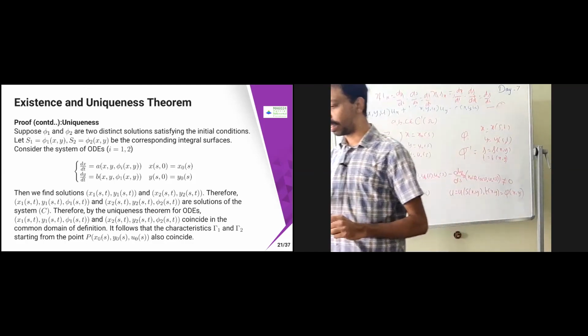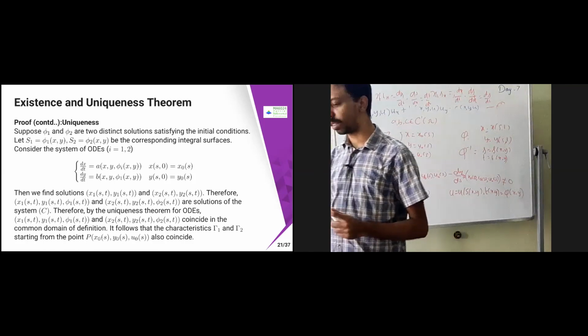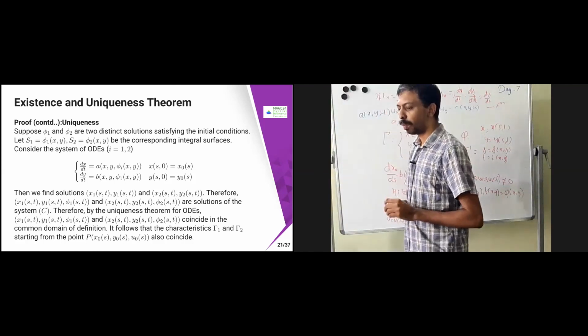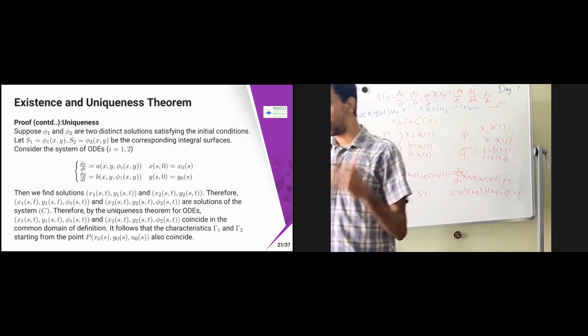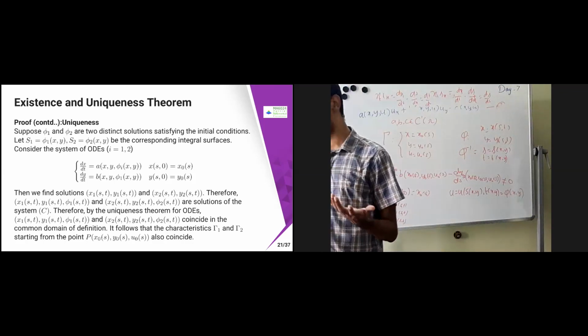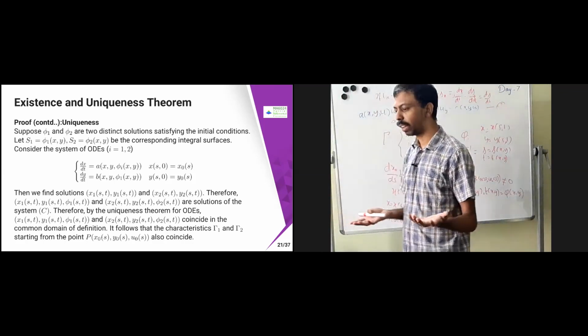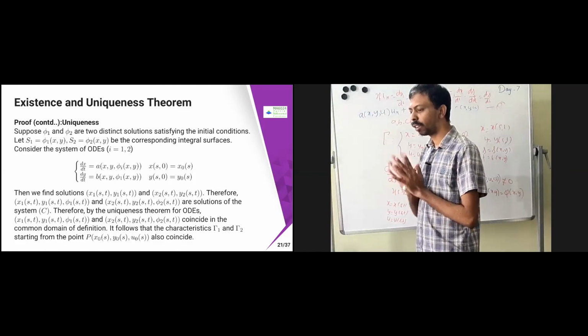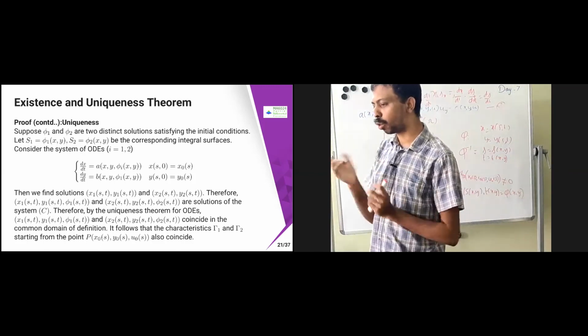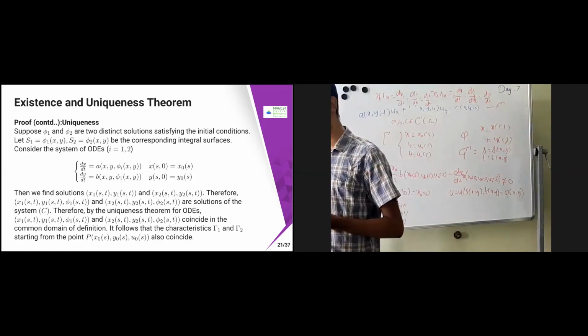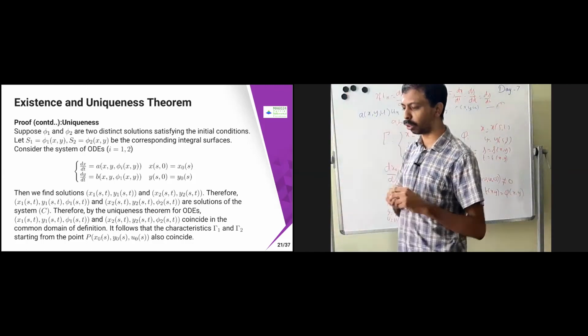Now these two are solutions of the system, but that is nothing but a characteristic system. That characteristic system is an ODE system, right? For an ODE system, you will not have two solutions. You will have only one solution, a unique solution.